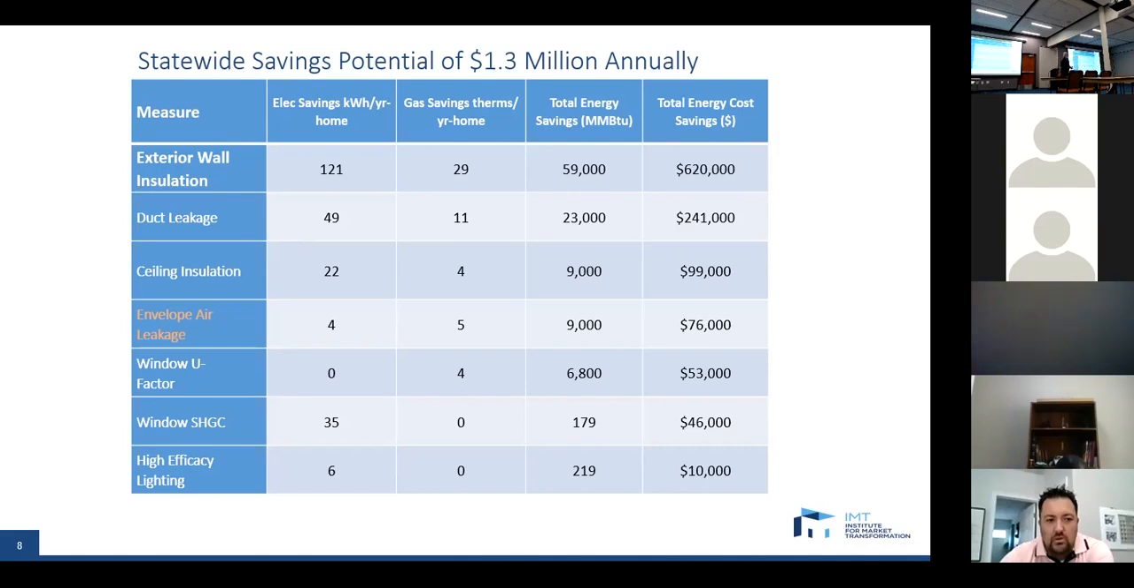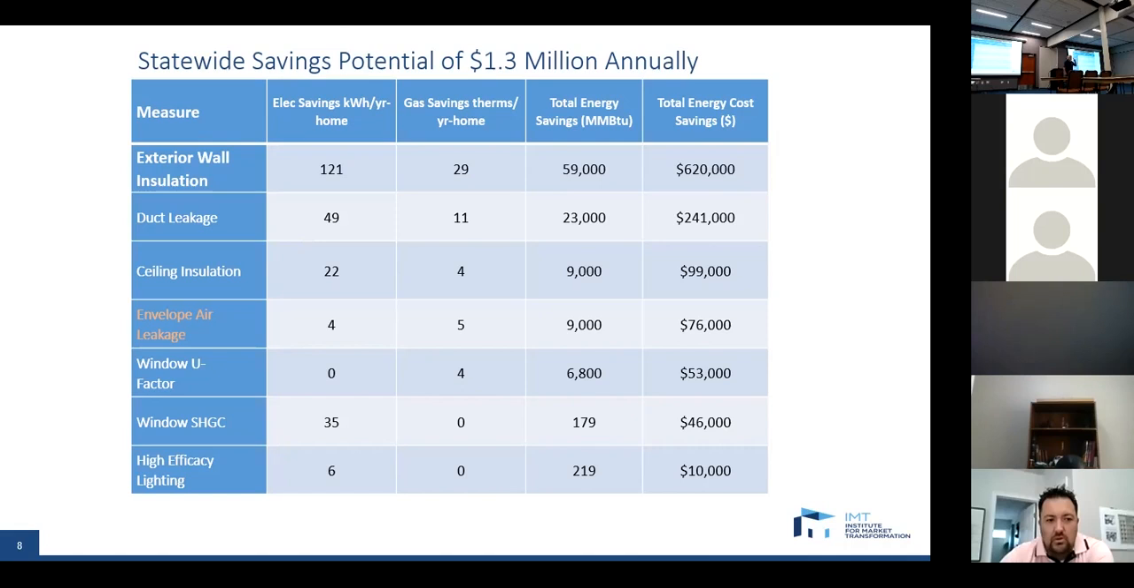We have a state amendment that says you can use a special REScheck that allows you to do an equipment trade-off. So we have an amendment that allows you to build a house with R11 in the walls. We see houses like that all the time.